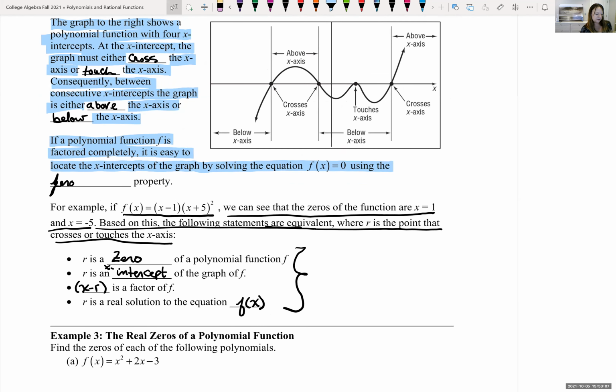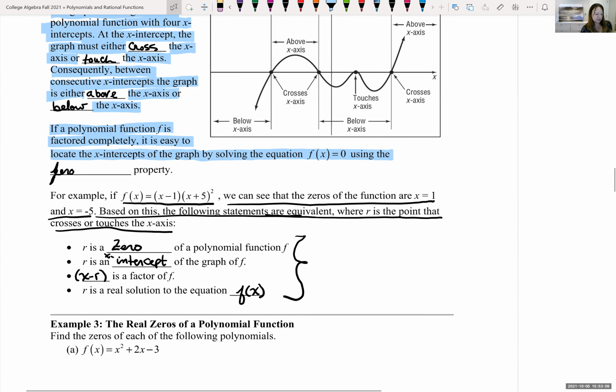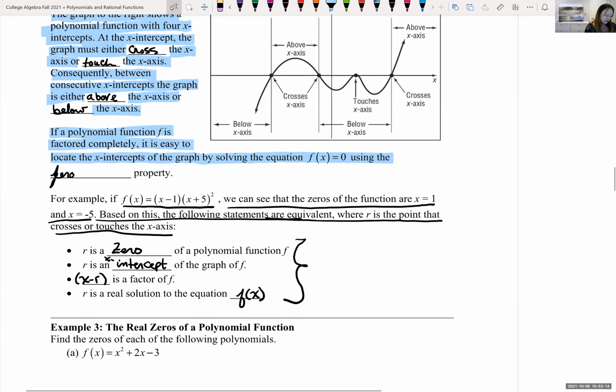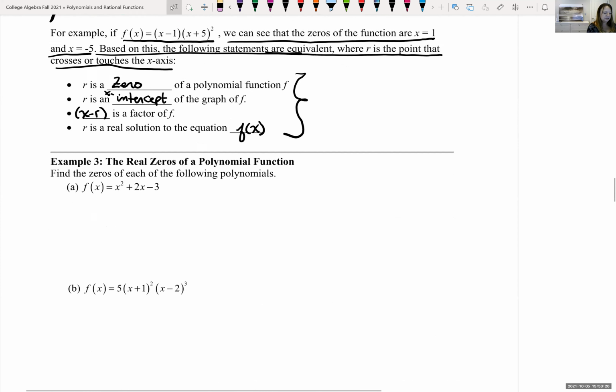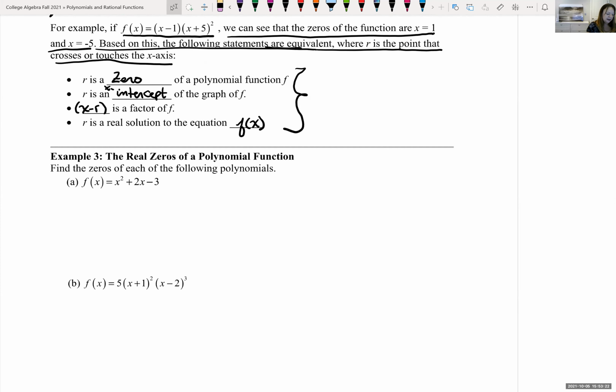So, the real zeros of a polynomial: find the zeros of this function. Okay. It doesn't look like they stated it, so let me just do this. Oh, nope, they do. So we can factor this. This one's easy to factor. There are two numbers that multiply to negative 3 and add to positive 2. And so we can factor this as x plus 3 and then x minus 1. And so the zeros are x equals -3 and x equals 1.